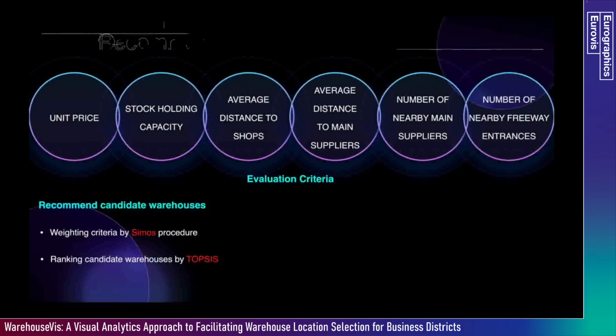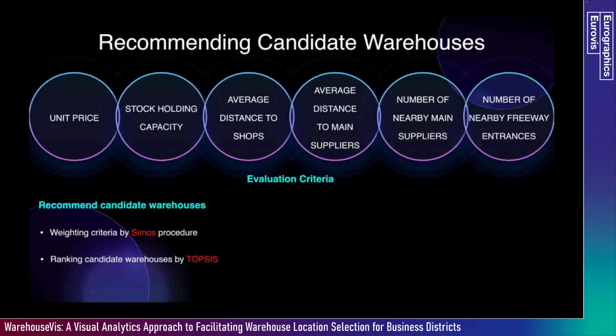In this paper, we consider 6 factors in the back-end engine: unit price, stock holding capacity, average distance to shops, average distance to main suppliers, number of nearby main suppliers, and number of nearby freeway entrances. We weight these metrics by the CRITIC procedure and rank the candidate warehouses by TOPSIS. Details can be found in our paper.